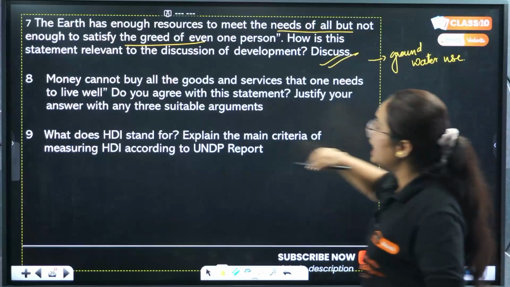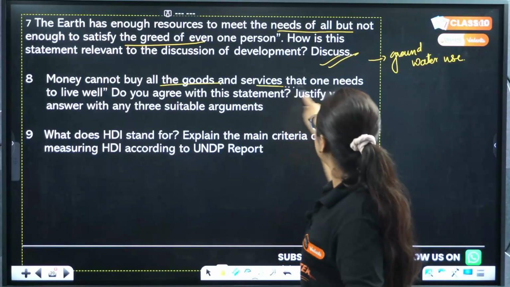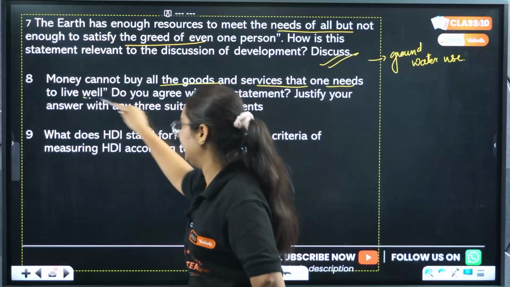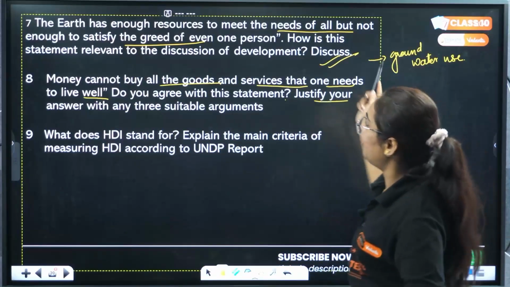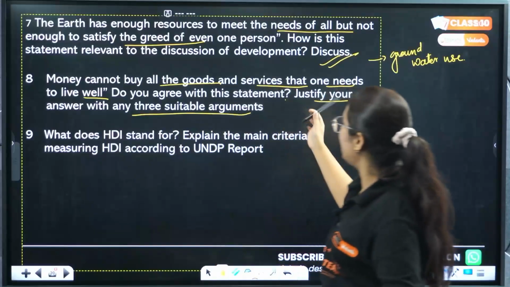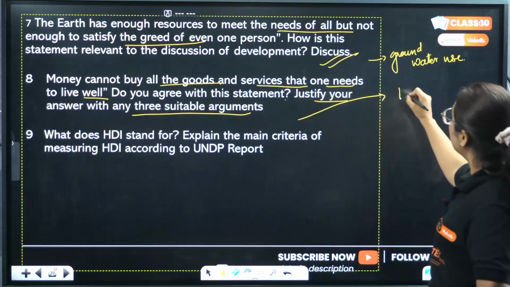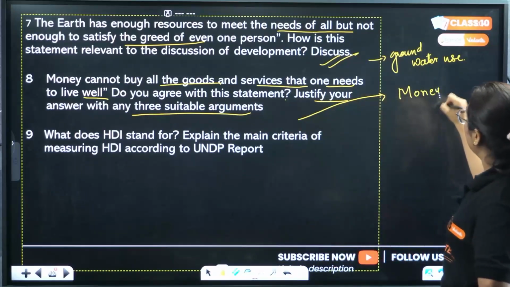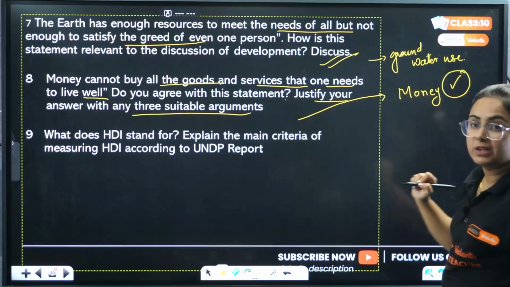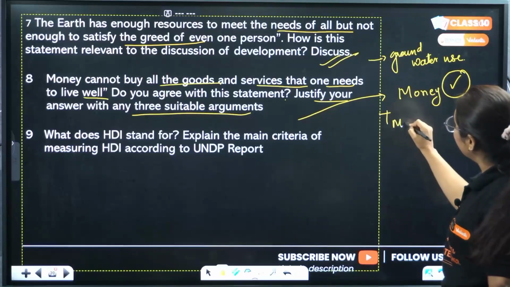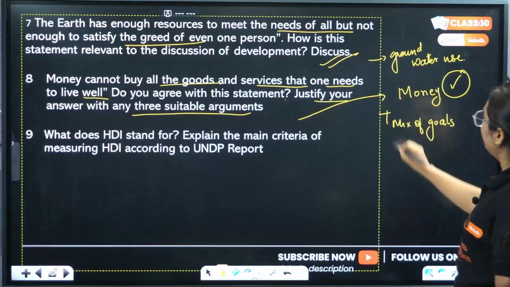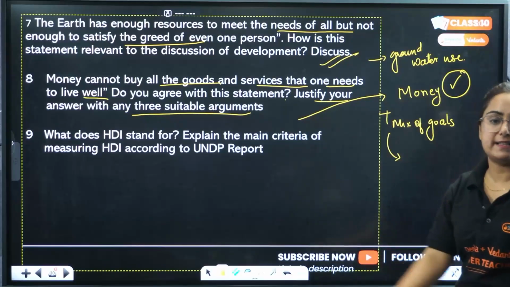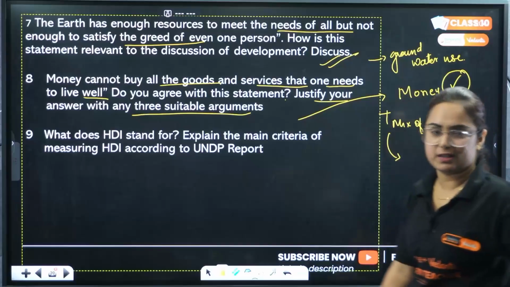Okay, beta. Money cannot buy all the goods and services that one needs to live well. Do you agree with the statement? Yes. Justify your answer with any 3 suitable arguments. So you have to say that we know money is what is needed for development, but along with money, there should be a mix of goals. This describes it nicely. This will be the perfect answer.